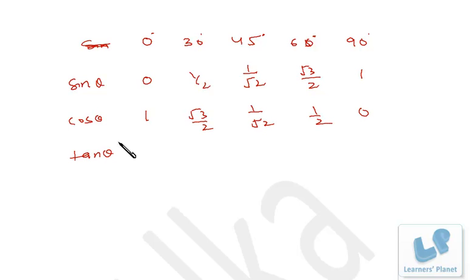For tan theta, sin theta by cos theta, so 0 by 1 is 0. 1 by 2 divided by root 3 by 2 is 1 by root 3. This is 1 and this is root 3, and 1 by 0 is not defined. So we'll require all these values, sin 0, cos 0, tan 0, sin 30, sin 45 and various other values, right? Apart from that, you must be able to solve a triangle.